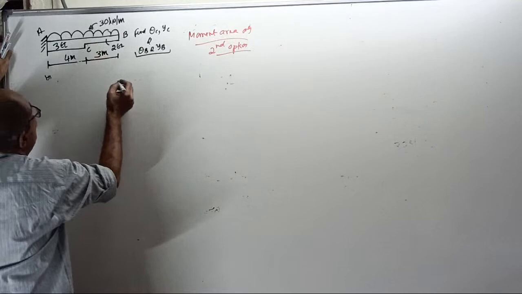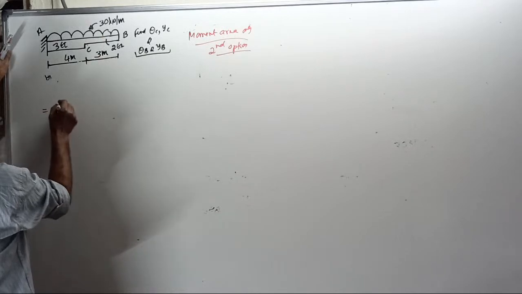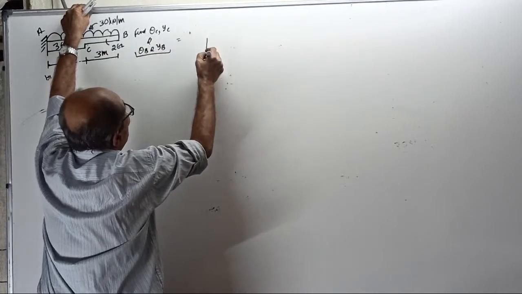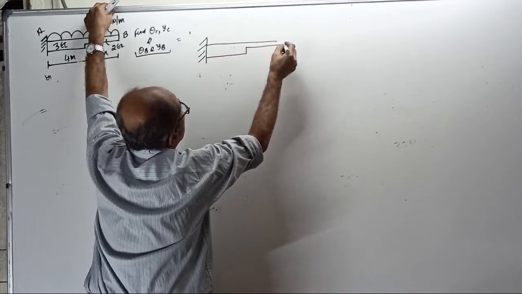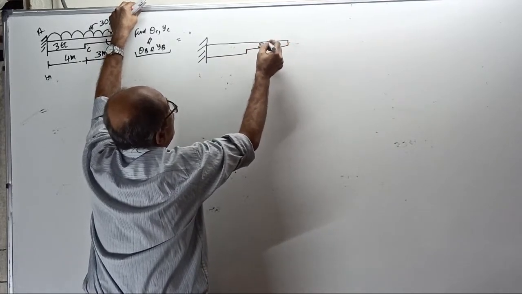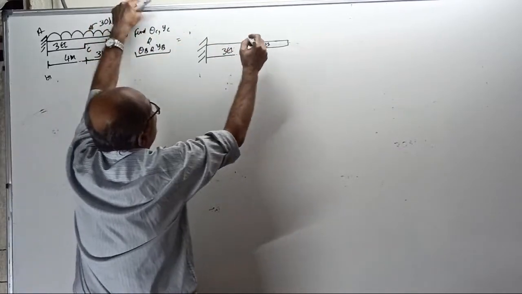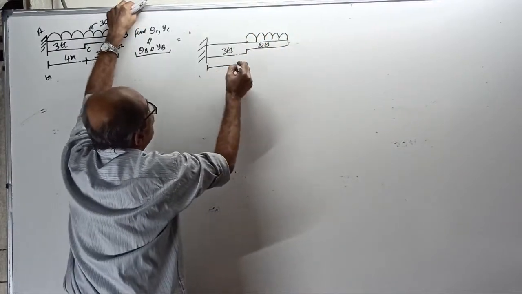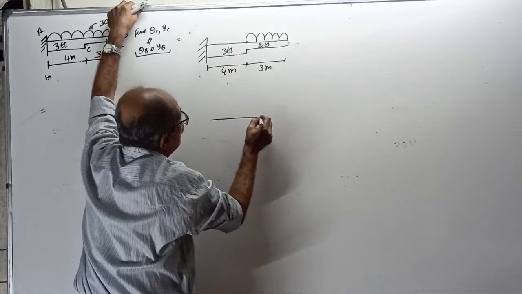The given beam you take equal to a cantilever this way. Remember now, part L is finished. This is 2EI, this is 3EI. You consider UDL from B to C. That's all. Then this is 4 meter, this is 3 meter. Okay, draw the BMD. Start.